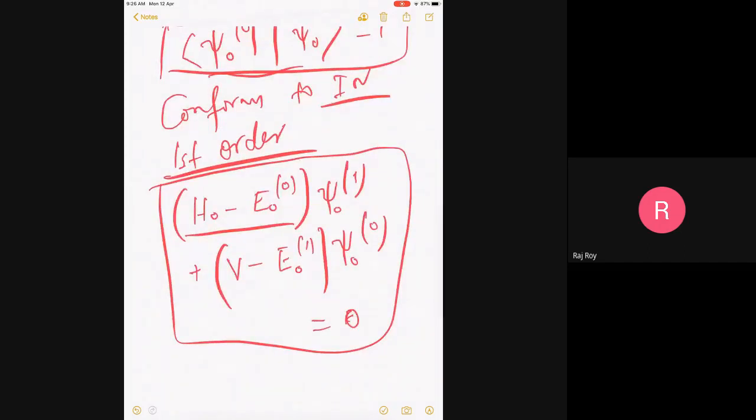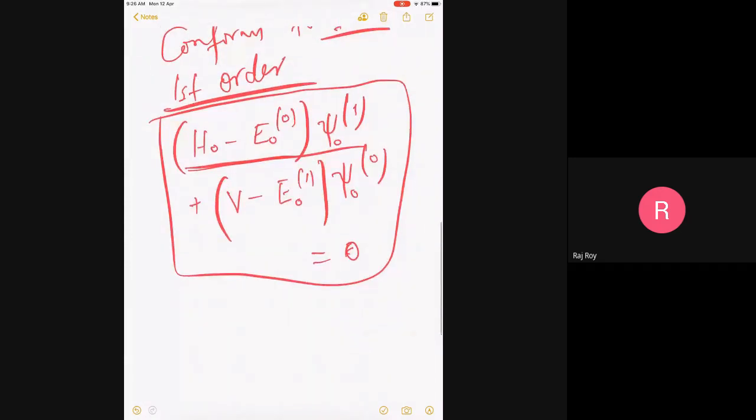I hope it's clear. Everybody can see this very easily. It's a first order equation. Total order for each term must be 1, because they must all conform to lambda to the power 1. Is it clear to all? Before I proceed, I want to hear from at least one or two people. Yes, sir, it's clear. Okay, good.